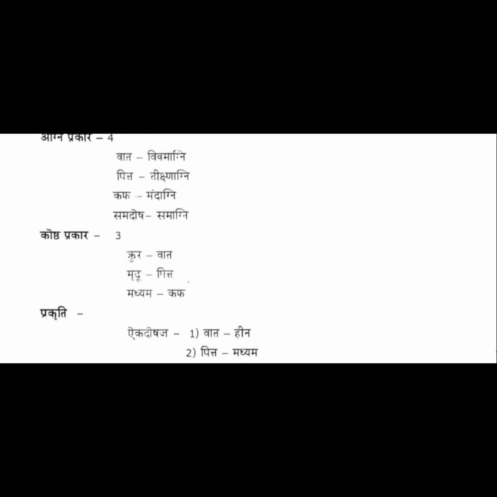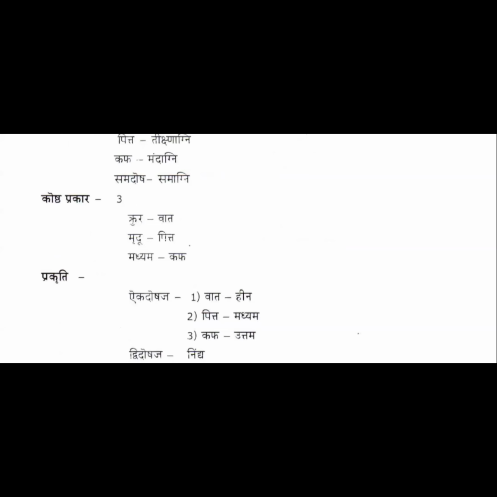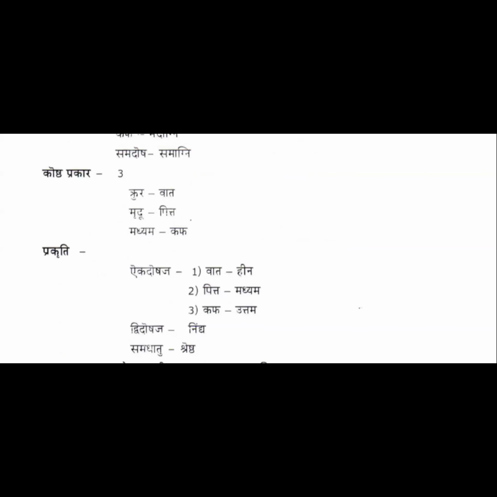We'll just brush up. Then coming to Koshta, 3 types are told. For Vata, it is Krura Koshta. For Pitta, it is Mrudu Koshta. And for Kapha, it is Madhyama Koshta. Here you have to note a little bit, because Charaka and Sushruta give a slightly different opinion for Pitta and Kapha. But in Vagbhata, Vata is Krura, Pitta is Mrudu, and Kapha is Madhyama.